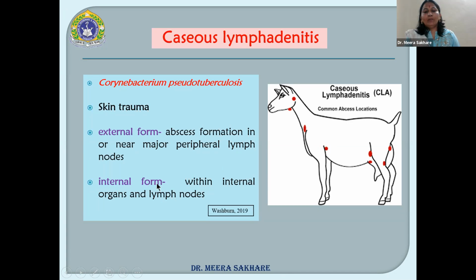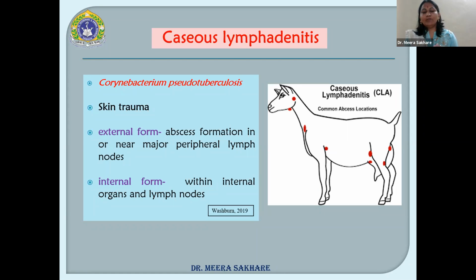While in the internal form, internal lymph nodes and vital organs like liver and kidney are affected, and such animals act as carriers for the transmission of the disease. Generally in sheep, it is called Chichi gland or thin ewe syndrome. These are the synonyms given to this disease. Due to respiratory secretion, nasal secretion, or infected secretion, such animals act as a source of spread of infection to other animals.